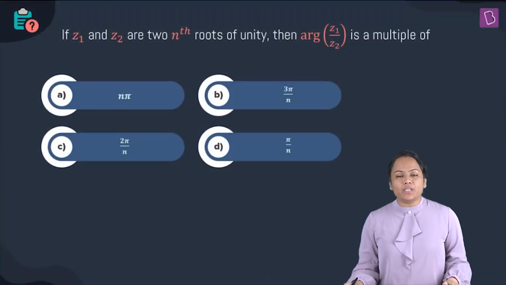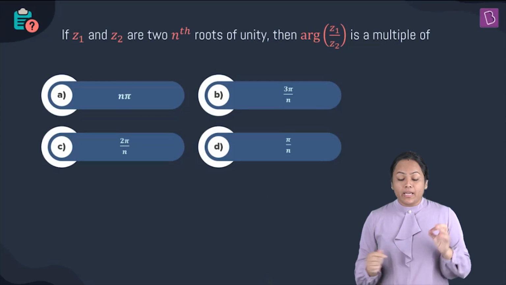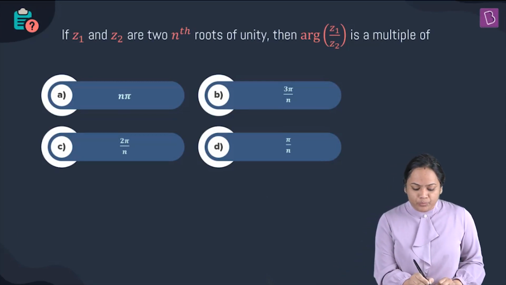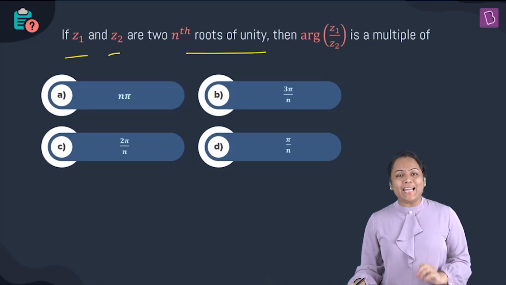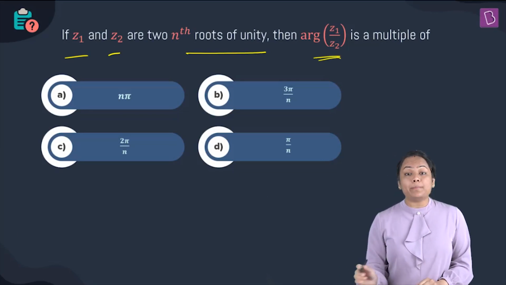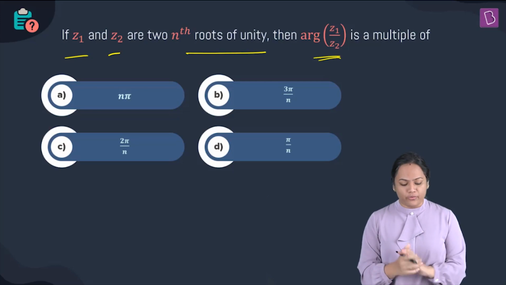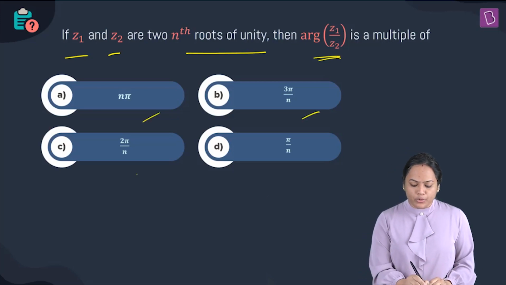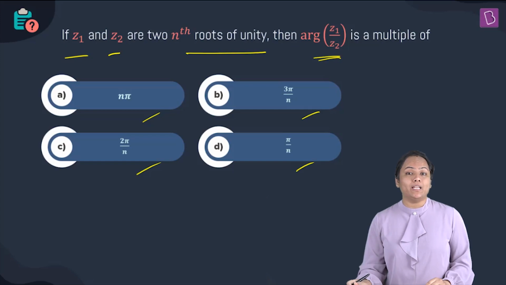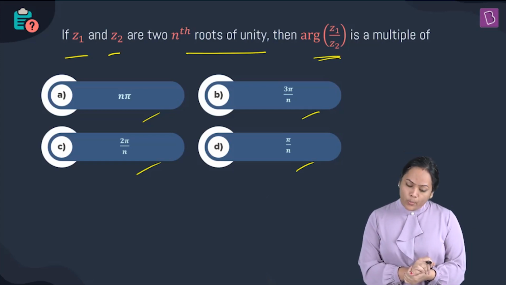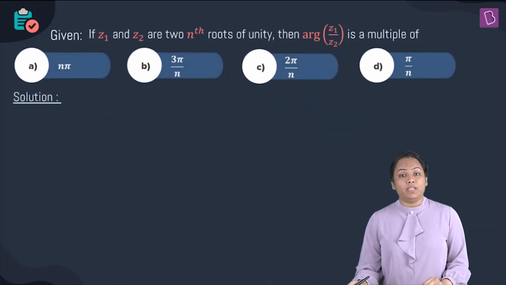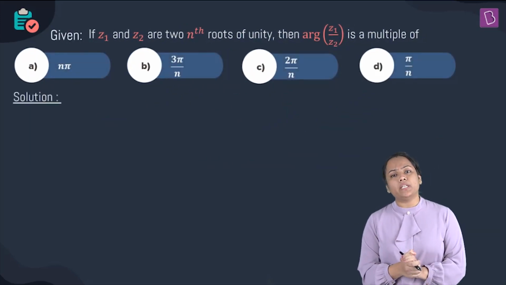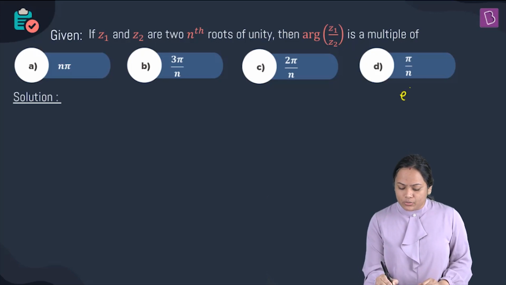Well, moving further, let's see what they have said here. If Z1 and Z2 are two nth roots of unity, then the argument of Z1 by Z2 is a multiple of n pi, 3 pi by n, 2 pi by n, or pi by n. How are we going to solve this out? Well, we know what is the general formula for the nth root of unity. How can I write the nth root of unity? Well, that can be written as e raised to iota 2k pi by n, isn't it?